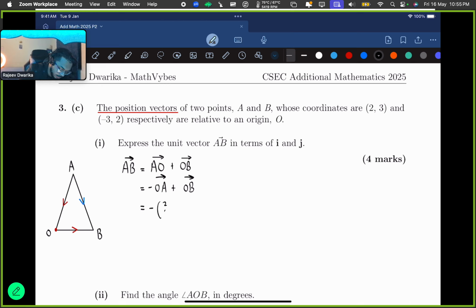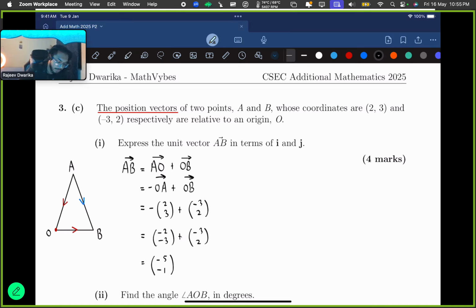And that's why I just say AO and then minus OB. This is the thing. So you're going to end up with -2, -3, plus -3, 2. That's going to be -5, and -3 plus 2 is -1.